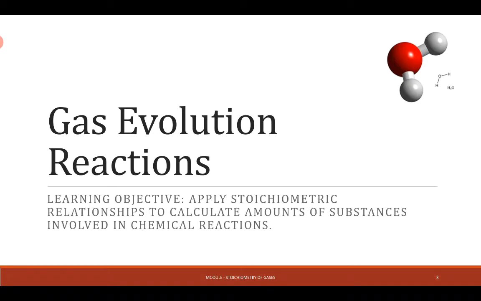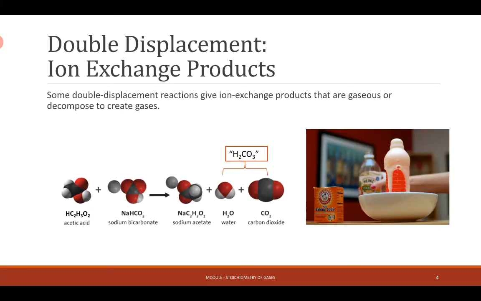Before we can begin, we do need to talk about gas evolution reactions. In our previous module, we were talking about how we can apply this double displacement reaction pattern in order to predict products of a chemical reaction. If we do that for this reaction here, we can split acetic acid up into H+ ions and acetate anions. And then sodium bicarbonate, which is baking soda, can be split apart into sodium ions and then hydrogen carbonate anions.